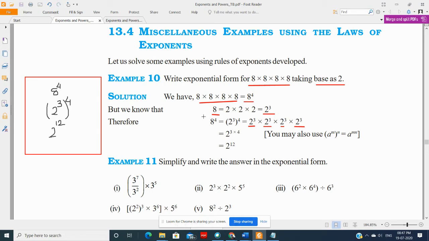Now, this is one method. The other method is here. See, this is 8 raised to 4. Can you see this 8 4 times? So I have just written here 8 raised to 4. Now, this 8 is actually 2 cube. So instead of 8, I have written 2 cube, because they have asked us to take the base as 2, right? So instead of 8, I have taken 2 cube, and this 4 will be the same.